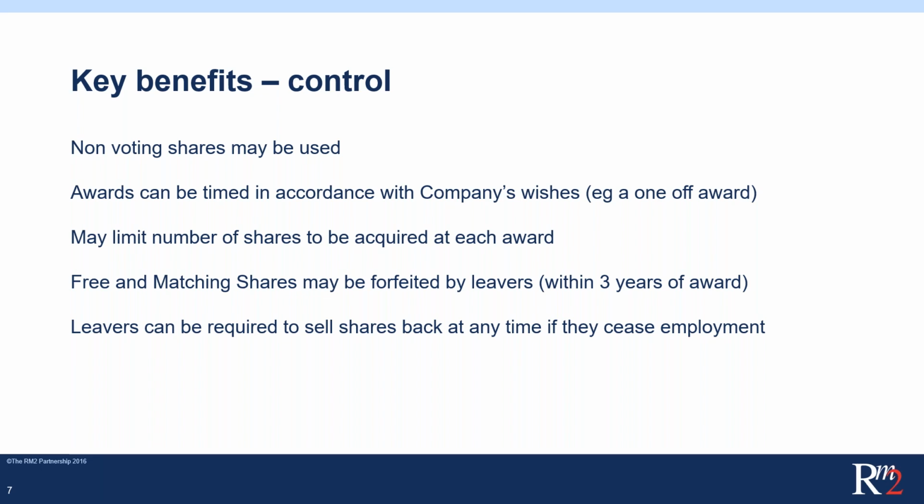Also, you can make sure that if people cease employment, their shares don't go with them. Shares that they've not paid for, the free and the matching shares, will usually be forfeited if they leave within 3 years of the award. Otherwise, the shares can be sold back to the SIPP trust when people leave, and then those shares can be recycled by the share incentive plan to use under future awards for other employees in the future. So those are the main benefits of the SIPP.